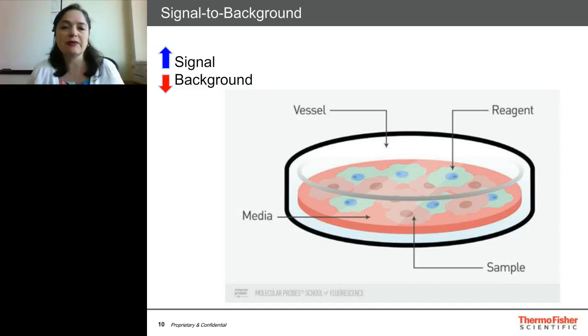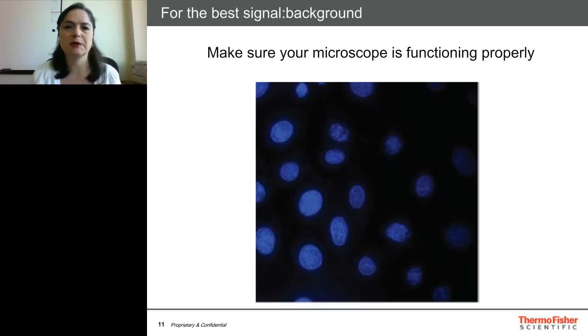So it can come from the media that your cells are in when you do your imaging experiment. It can come from the vessel. It can come sometimes from the reagents that you use, or even your sample. This is especially problematic in tissue where it has a lot of autofluorescence. So we'll briefly go over a few different ways to work around the background fluorescence in each of these areas so that your signal is nice and bright and you can do a successful experiment.